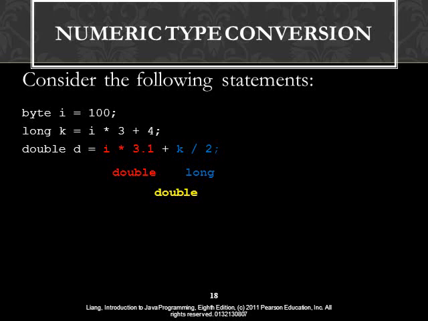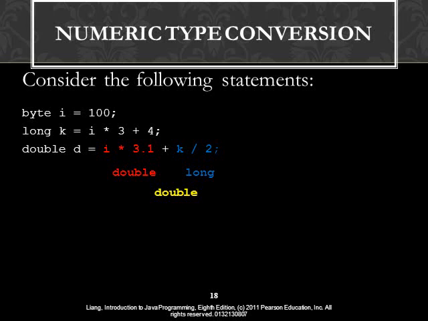Generally speaking, the longest or widest variable in an expression will determine what the result would be. So we see that if we have the second example there, where i is a byte and 3 and 4 are integers, the outcome will be at least an integer, but we can make k a long. That's not a problem because an integer is narrower than a long, so we can set a wider to a narrower.